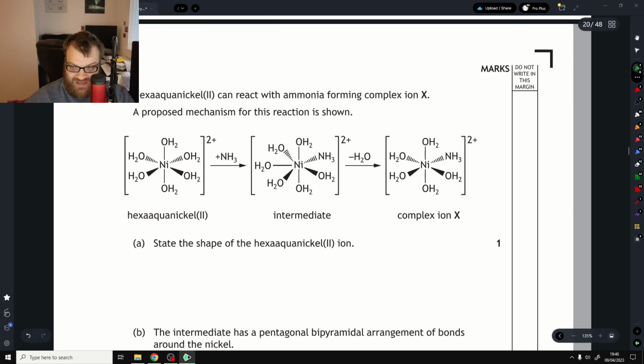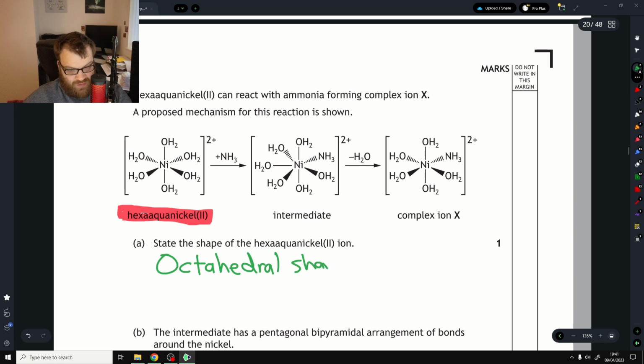In this question, we're asked about the shape of a transition metal complex. We are asked about our hexaaqua nickel(II), which looks like this. Here, we've got one thing in the middle, 6 things around it. The shape that involves that arrangement is going to be an octahedral shape. We've got 6 bonding pairs of electrons around our central ion.